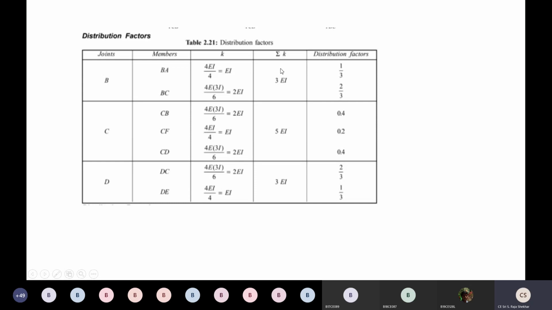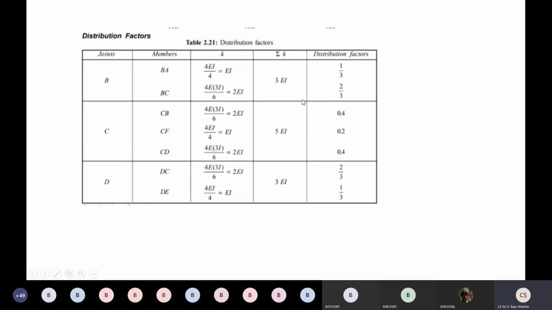So now joint stiffness at the joint B is equal to the sum of these stiffnesses. That is, we are getting 3EI by L. Stiffness factor or distribution factor for the BA member is equal to KBA by sigma K. The distribution factor for the BA member we will get is 1 by 3.